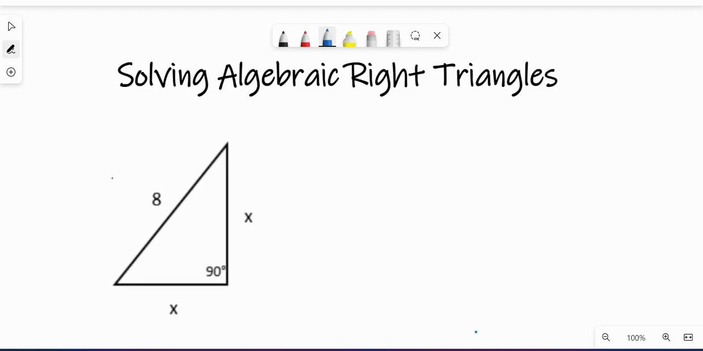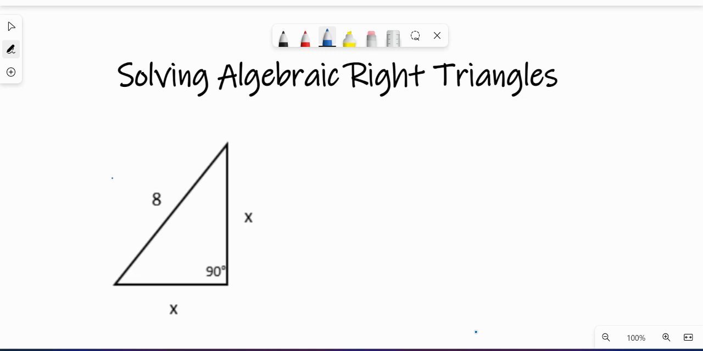Today's video, we are going to be solving right triangles in the algebraic form, meaning that you'll see the sides of a triangle labeled with either variables or numbers or a combination of either. And we're going to use what we know about solving the sides of a right triangle in doing so.